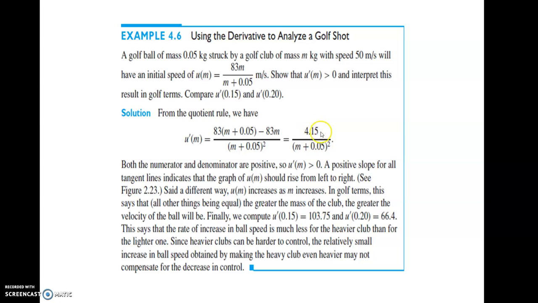So see that you have a positive numerator here, and the square means the denominator is positive. So therefore this is always positive. So I can just write this is greater than 0. That means u prime m is definitely greater than 0. Why? Because the numerator and denominator are positive, therefore u prime m is positive.